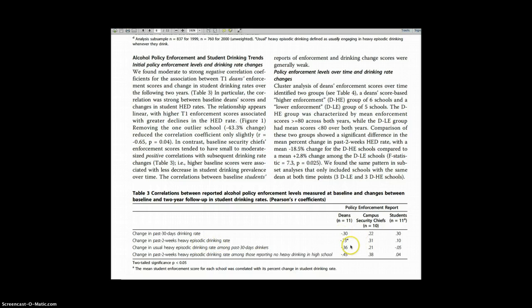The other thing it's asking about simply is, what are the significant correlations? You find significant correlations generally by an asterisk like this. So we may ask on this one as an example, it's going to be easy for you, what is the significant correlation here? Well, this is the only one. And it has to do with this point. There's deans, campus security chiefs, and students. Policy enforcement report versus one of these 4 variables. So you have to be able to figure out which of those variables are important.